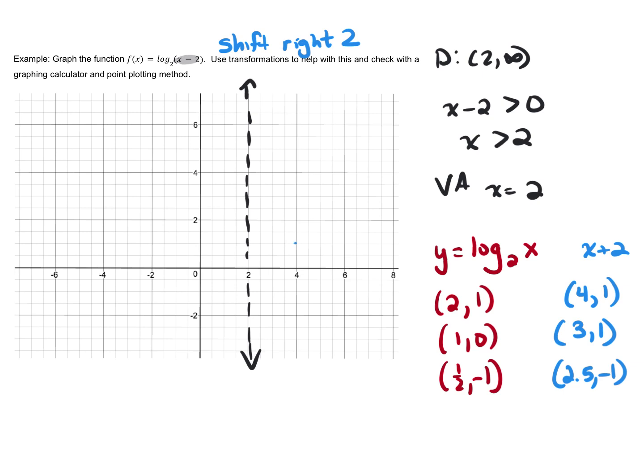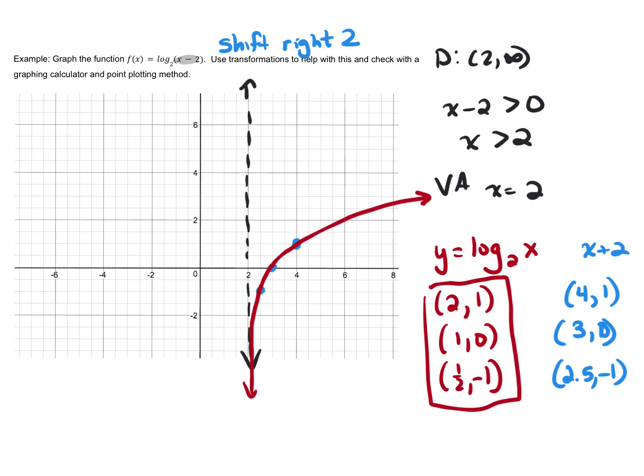So if I plot those points, there's 4, 1, there is, this is 0. I'm just not doing this right. So 3, 0, because the y's don't change, and then 2.5 and -1. So it looks like this. So I know my graph is going to get close to that asymptote, and it's going to grow and follow that general pattern. So you get these 3 key points, you have your asymptote, and then you can just use your transformations.